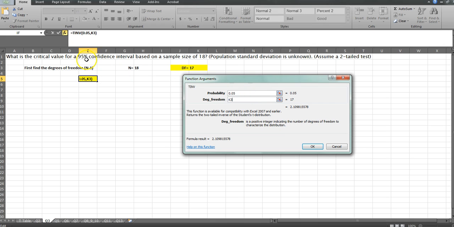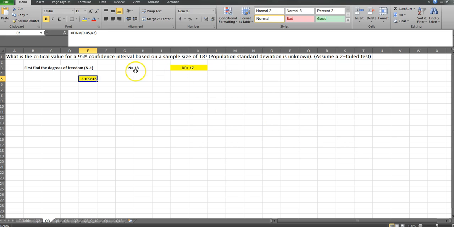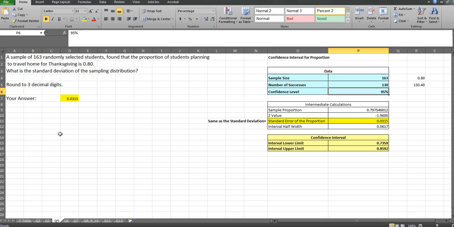In this case, it's 95%, and 1 minus that is 0.05. For the degrees of freedom, I gave it a cell reference, so you don't even have to do anything. All you need to do is put in whatever your sample size is for your problem. It'll calculate the degrees of freedom and then update the function syntax accordingly. Easy breezy.